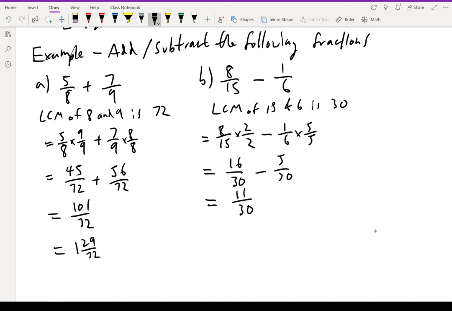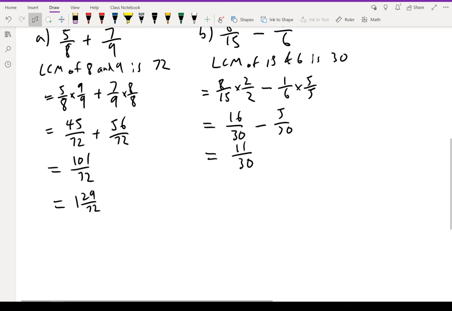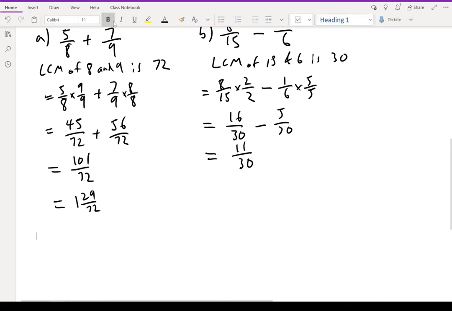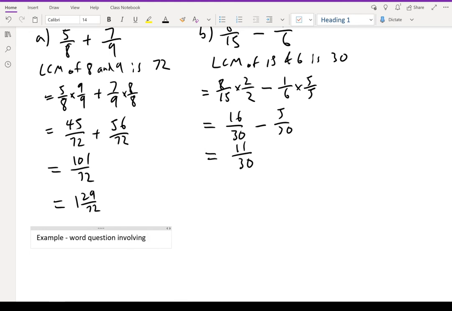Okay, so let's go to a word question. So these are examples of adding and subtracting. All the others will be quite similar. Okay, and so let's do an example word question. So example word question involving adding, subtracting fractions.